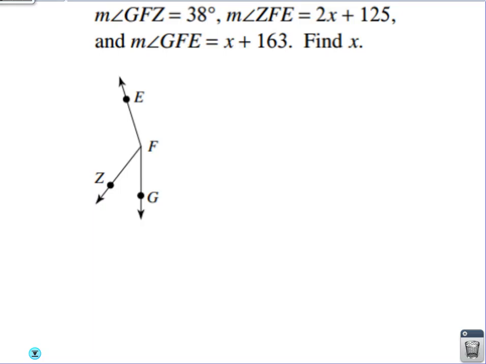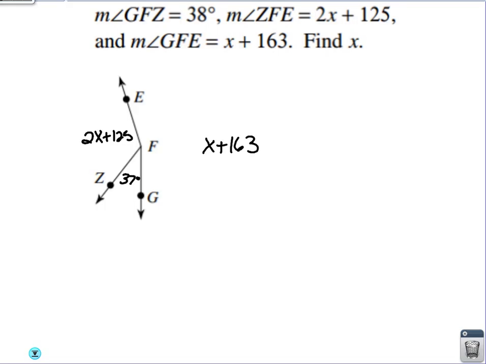And just what we need you to know about this is when I add this angle here to this angle here, I get the whole angle. Okay, that's all that you're doing. So with this scenario, it says GFZ is 37 degrees. It tells us that ZFE is 2x plus 125. And it tells us the whole thing, GFE, is x plus 163. We need a relationship, and that relationship is the angle addition postulate.